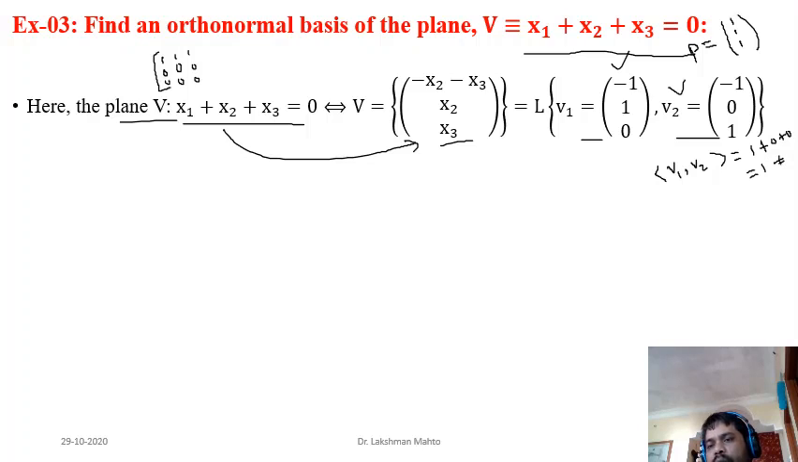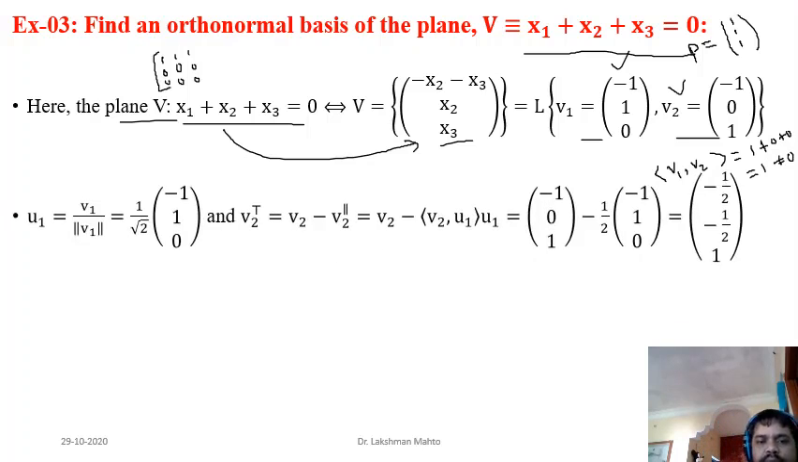So we have to construct an orthonormal basis. Now the construction process will come. I had already told you it is very easy to calculate the first unit vector. You can get it by normalizing V1, that means dividing V1 by the norm of V1. The norm of V1 is just the square root of 2. So you are getting U1. U1 is this vector.